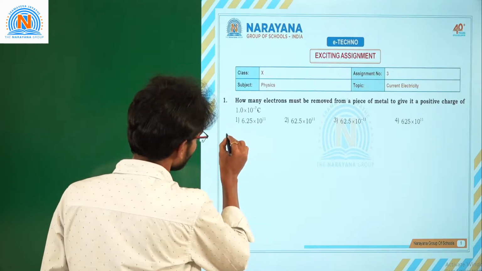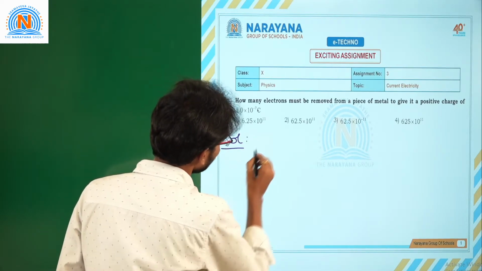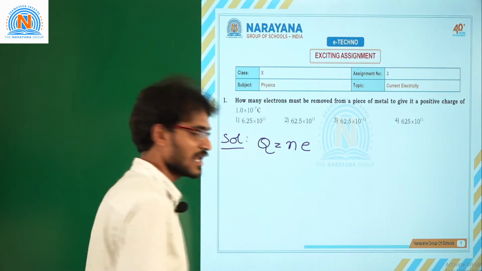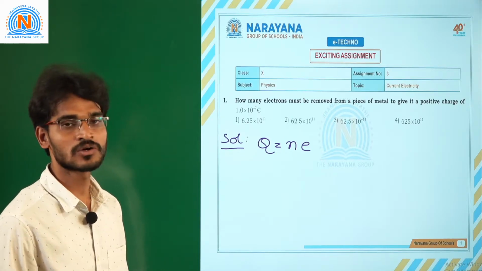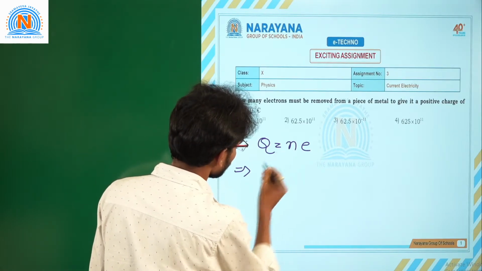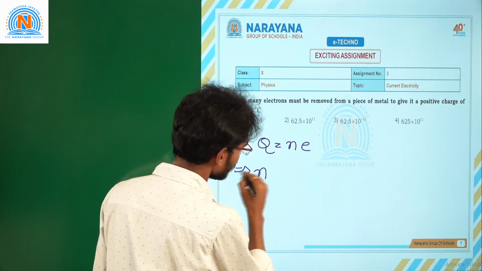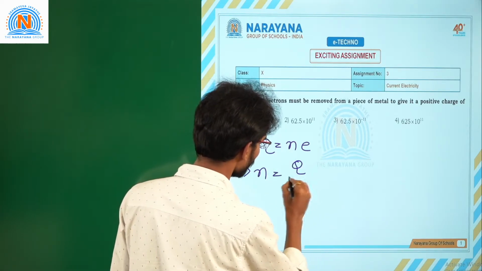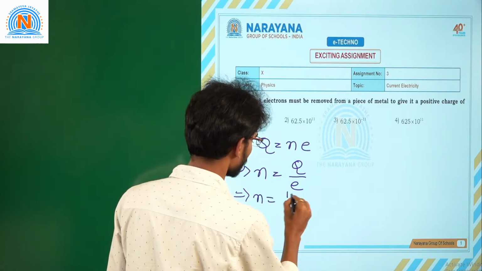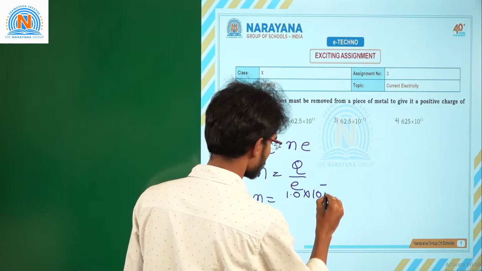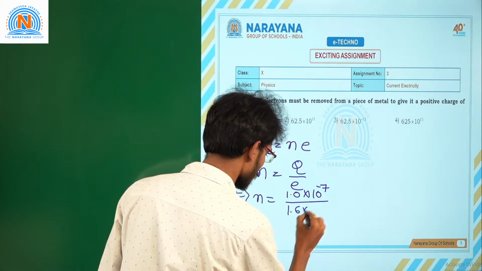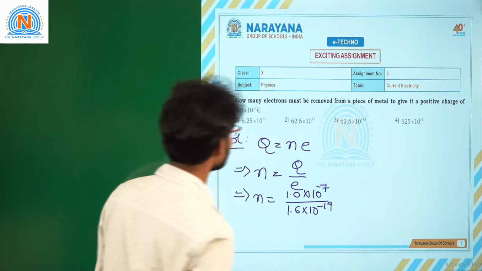What I know is that the total charge Q is equal to N into E, where N is the number and E is the charge of each electron. So the total net charge Q is equal to NE, that is N is equal to Q by E. That implies N is equal to the net charge, 1.0 × 10^-7, divided by e, which is 1.6 × 10^-19.